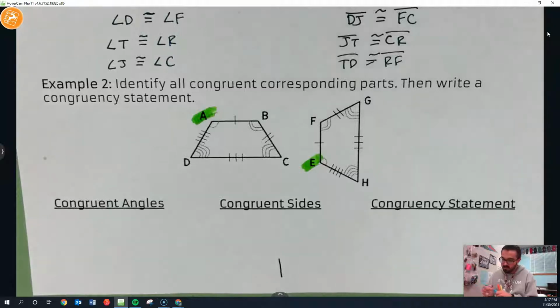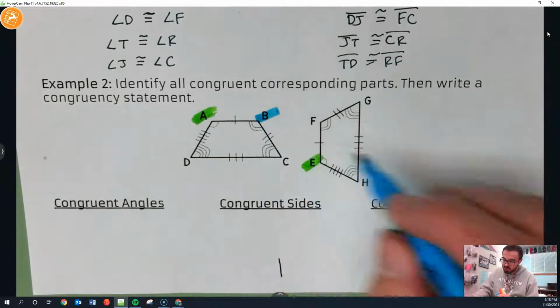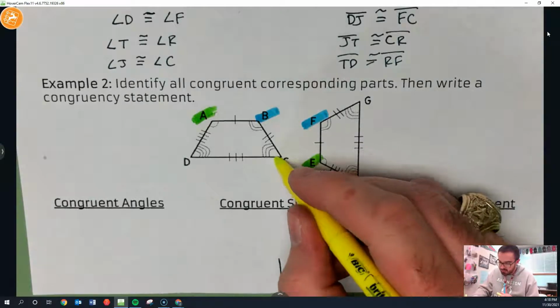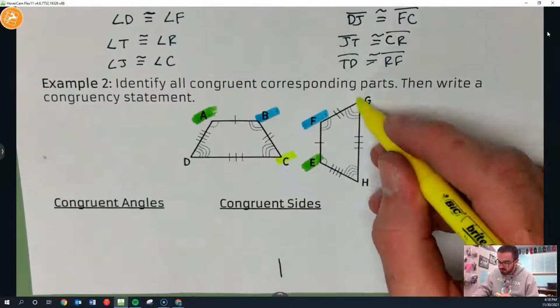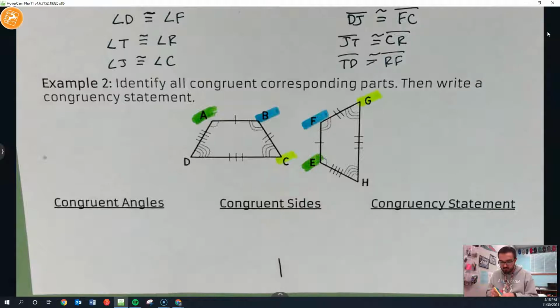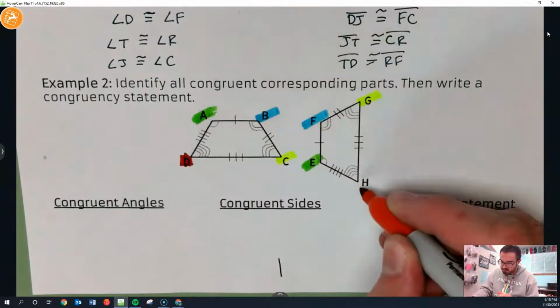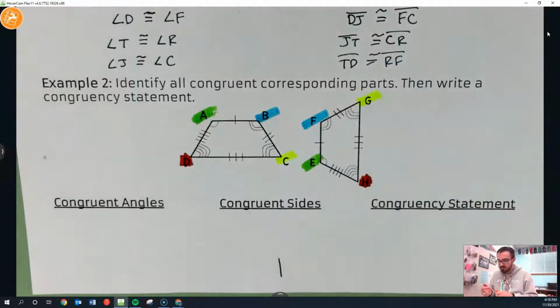Okay, B has how many arc marks? 2. How many arc marks over here? F has 2. What about C? C has 3 arc marks. How many arc marks over here? G has 3 arc marks. And then finally, D has 4 arc marks, so H is going to have 4 arc marks.